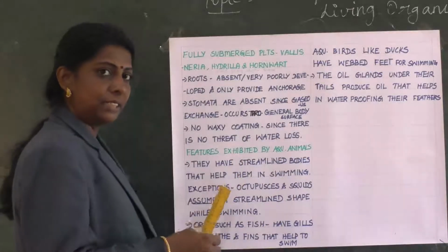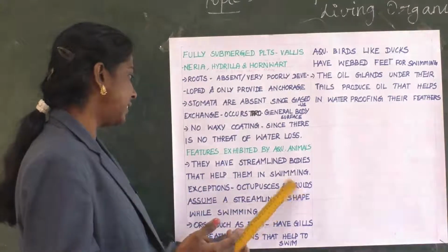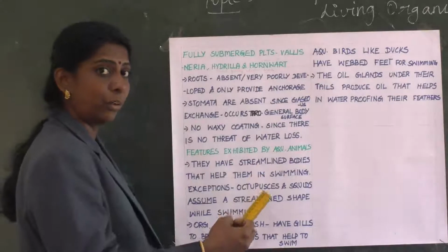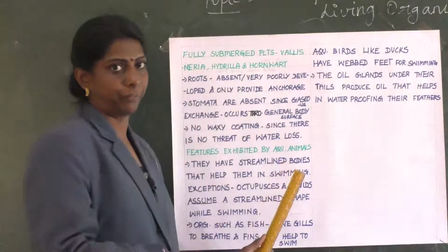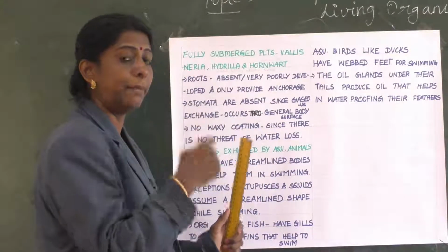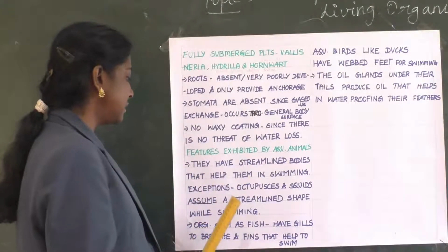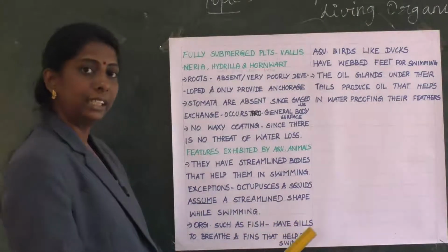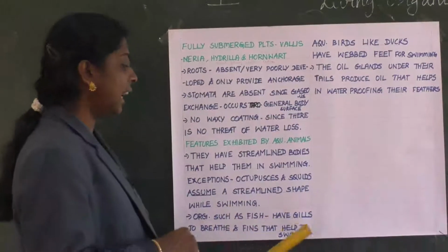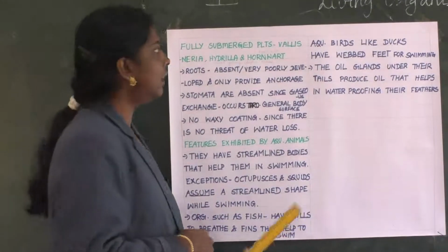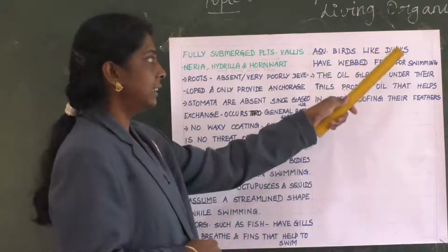There are some exceptions, that is octopus and squids. They do not have a streamlined body, but still they assume a streamlined shape while swimming. Clear? Yes. Organisms such as fish have gills to breathe and fins that help them to swim. Clear?